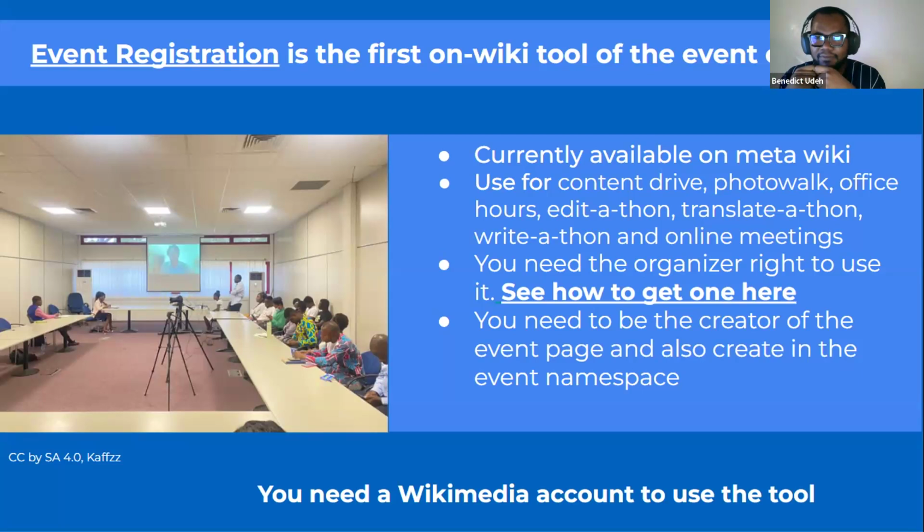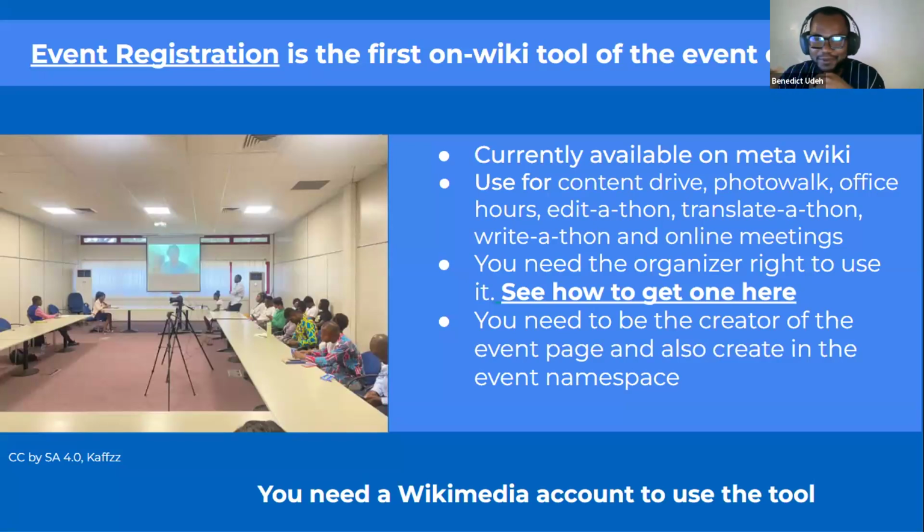We have different wikis, right? The different wiki projects. We have Wikidata, we have the different Wikipedias and all of that. Whatever wiki you want to use this tool on must have the campaign event extension enabled on it. So right now, the only wiki that has this extension enabled is MetaWiki, which means you can only use this on MetaWiki and of course on all the test wikis.